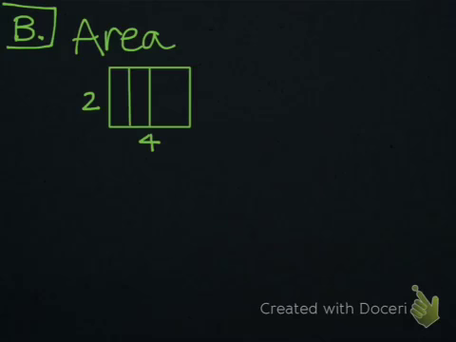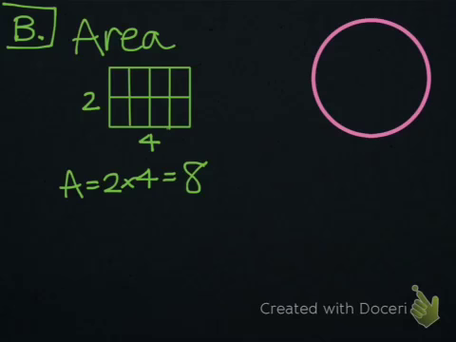Now we'll talk about area. When you divide something up, if it's 2 units by 4 units, it's going to be 8 square units. My units don't look very square, I know.